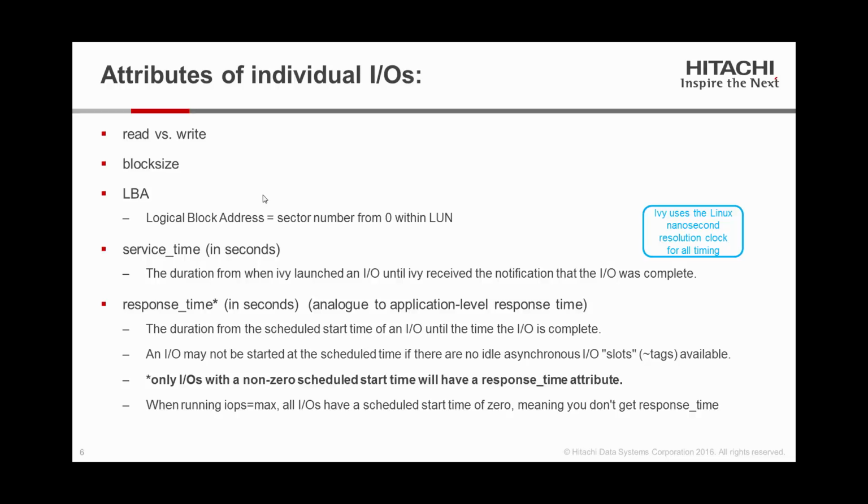This includes waiting for an IV thread to be available within the number of max tags. IV keeps track of how many active IOs it has running for a particular workload thread on a particular LUN. The maximum limit for that is specified by the max tags parameter. So if IV already has all of its tags in use and the scheduled time happens, then you'll wait. There'll be a waiting period while you're waiting to have an available IV tag, and that's analogous to the application level response time.